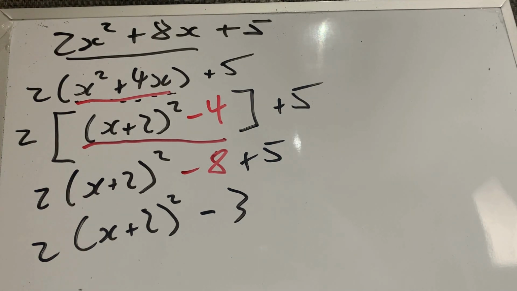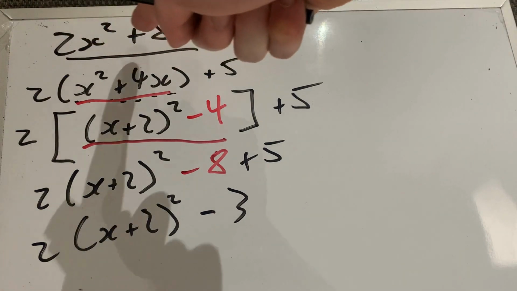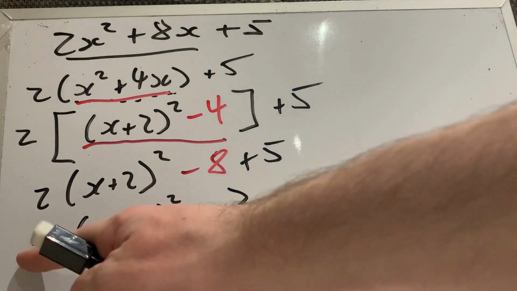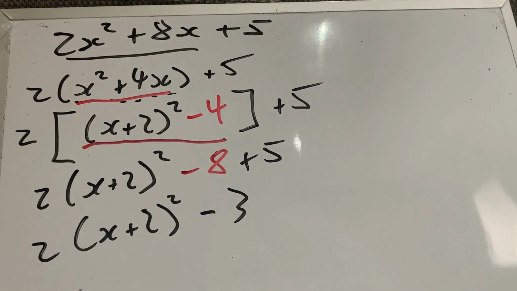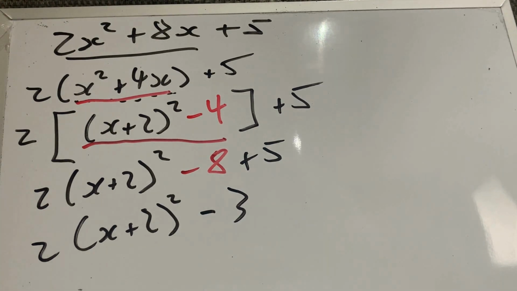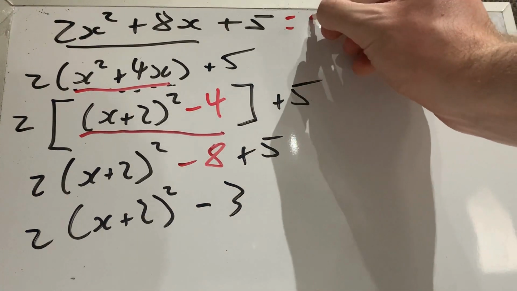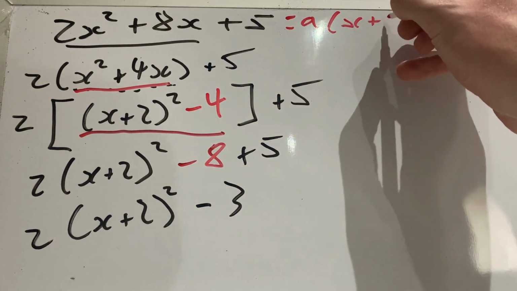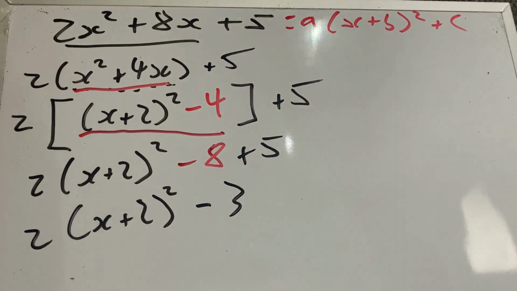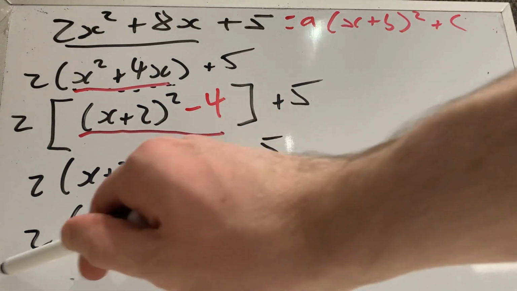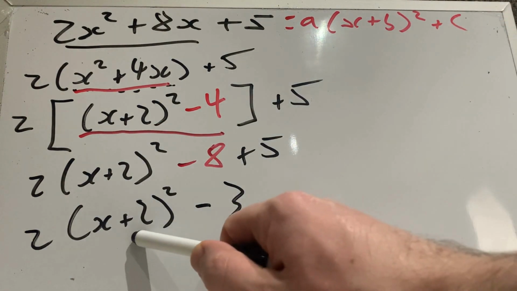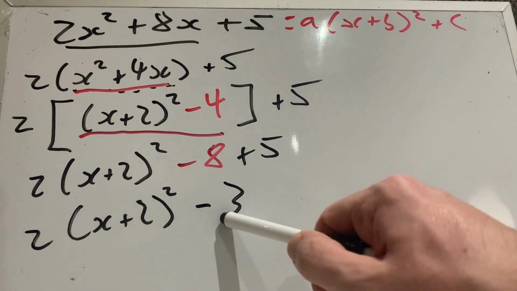So by completing the square, we've shown that 2x squared plus 8x plus 5 equals 2 times x plus 2 squared minus 3. Let's say your exam asks you to express this in the form a(x plus b) squared plus c. You can complete the square like we did, and in our case, a is 2, b is also 2, and c is minus 3.